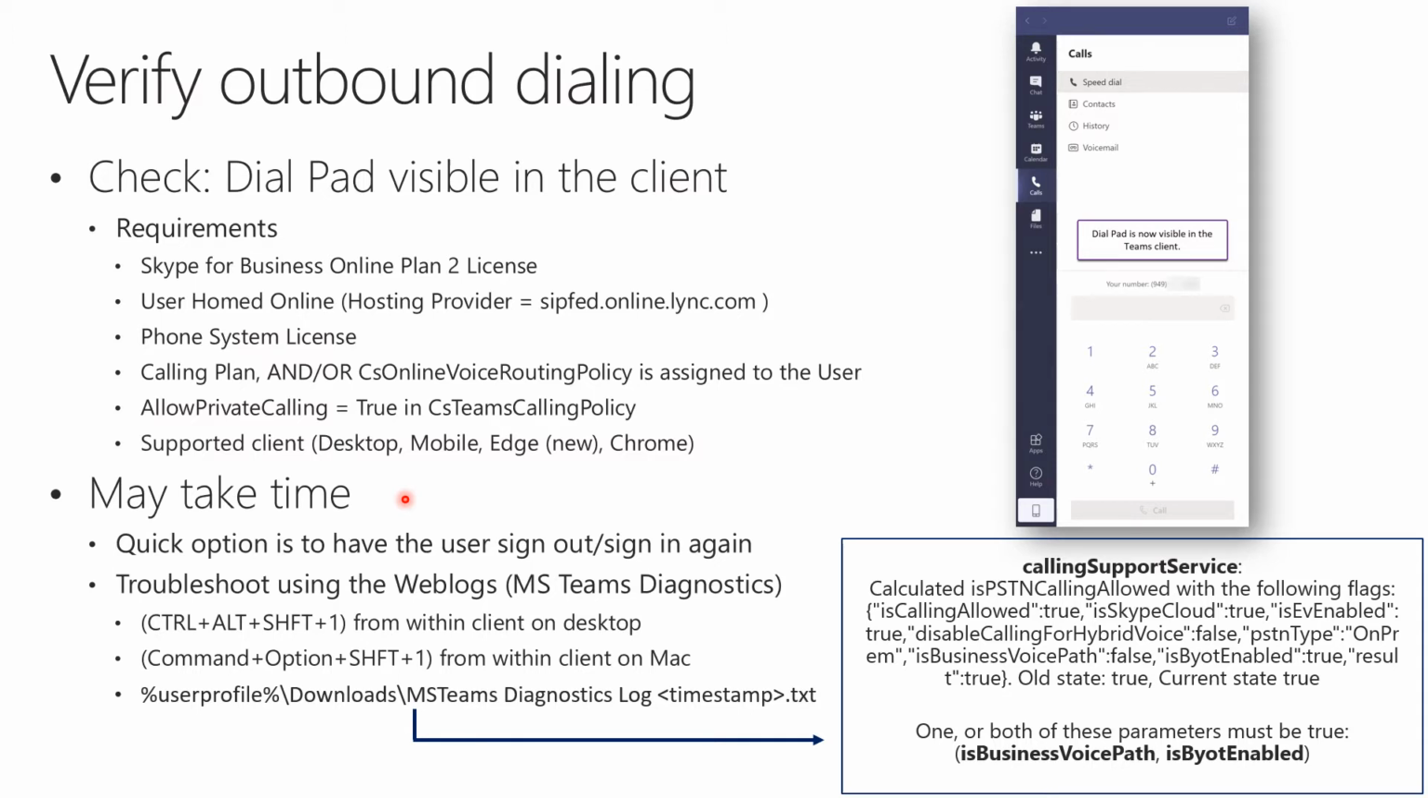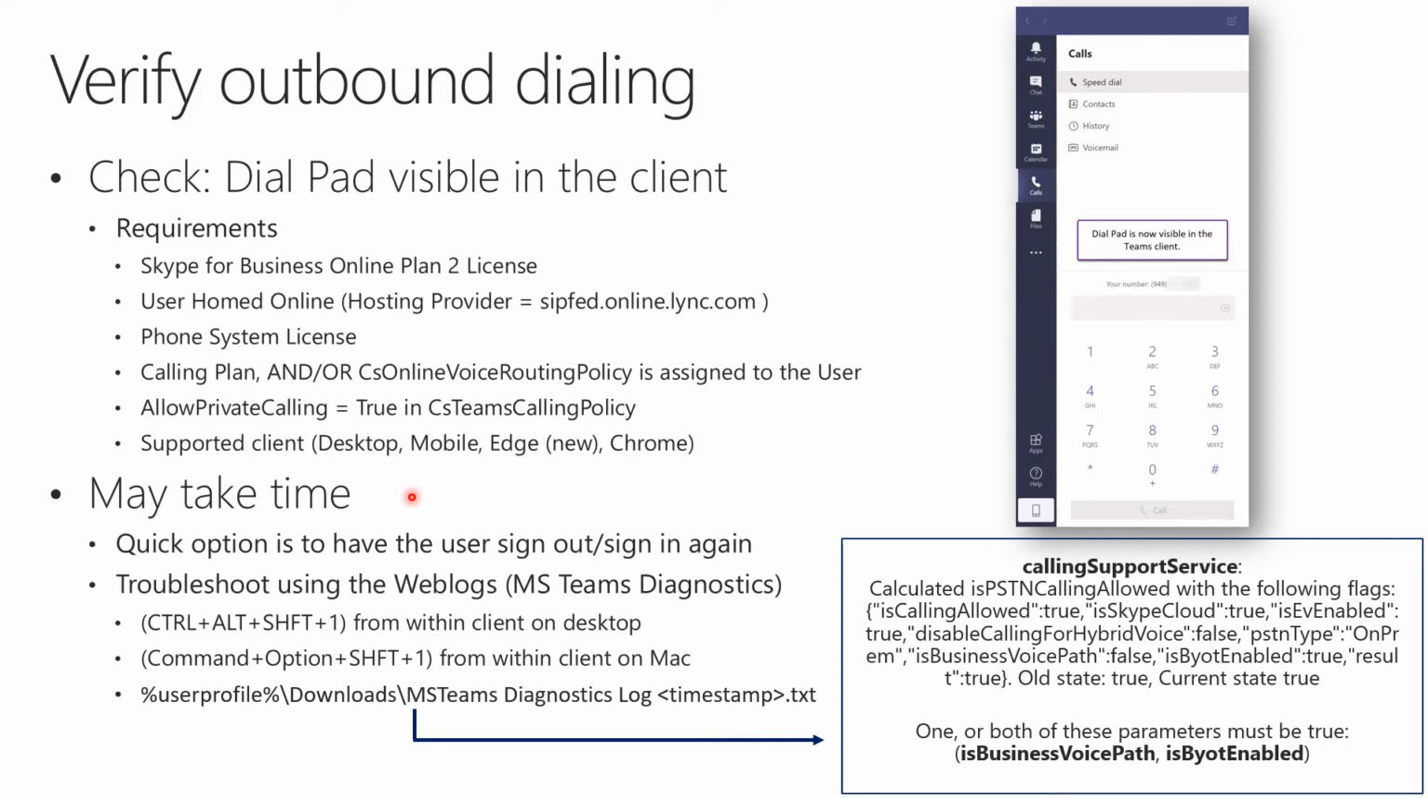If it's not showing up, even after a sign out and sign in, there's a quick check that you can do to see what the service is sending to the client. And we can do that by looking at the Teams diagnostic logs, or what we call the web logs. If you're in your PC client, when you have the Teams application in focus, you can just do Control-Alt-Shift-1, and that will dump the diagnostic logs into your downloads folder. On a Mac, that would be Command-Option-Shift-1. Same thing, it dumps those client logs into your downloads folder.